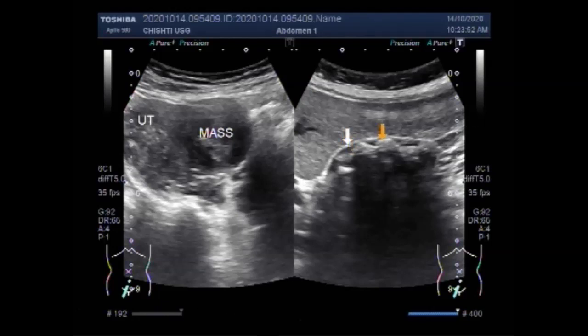Now, again, you can see the multiple stones. Almost the whole length of the gallbladder is filled by these multiple large stones, and the fibroid is also a large fibroid.